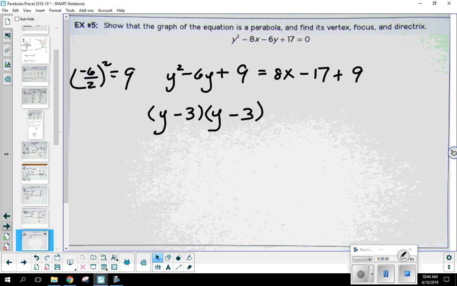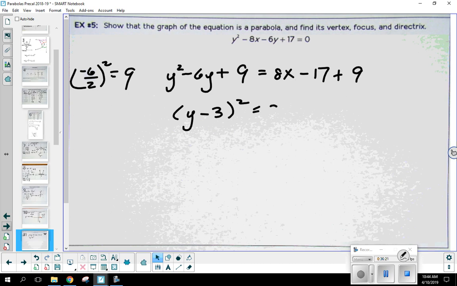But what do you notice about your two group factors? They're always going to be identical. If it's a perfect square trinomial, your two group factors will always be the same. Well, if you complete the square, you're guaranteed a perfect square trinomial. So instead of saying y minus 3 times y minus 3, we're going to say y minus 3 squared. Because remember, the equation we want, one side has a squared group, the other side doesn't. So see, we're already starting to get the form of the equation I need.